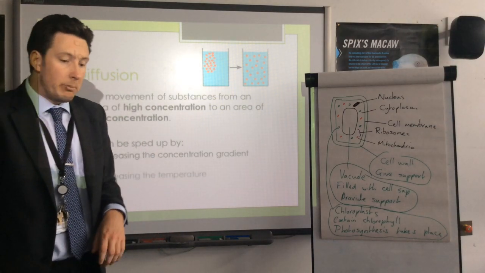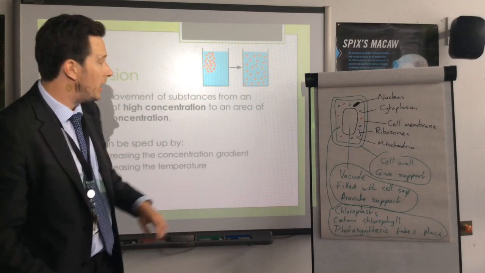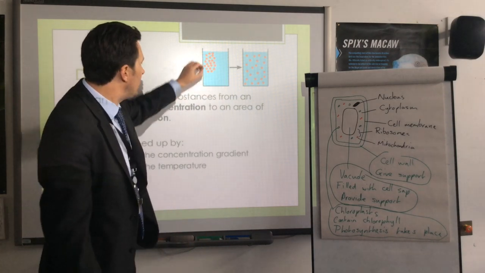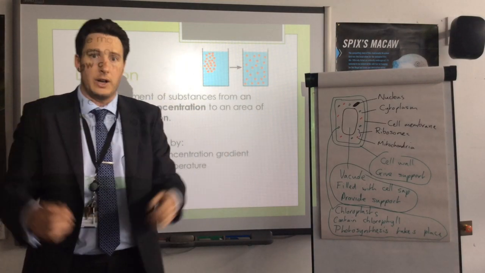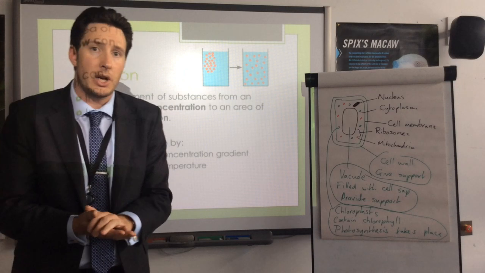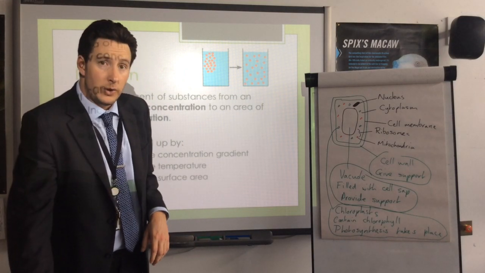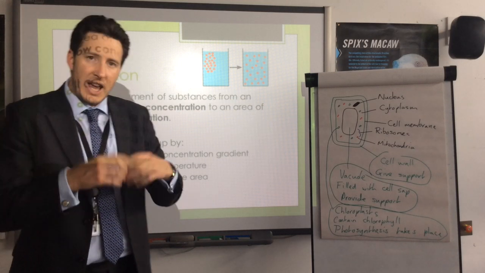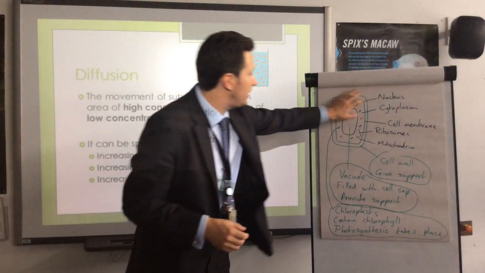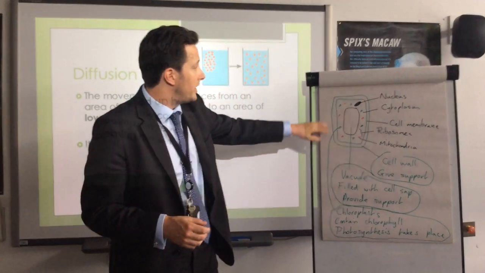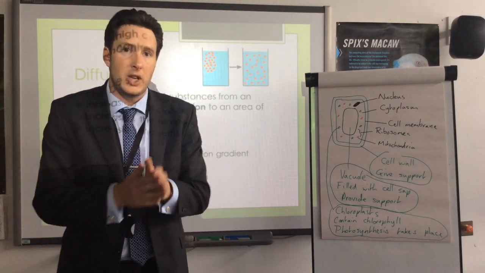Another way is by making the particles move faster, and to do that you can increase the temperature. If I was to heat up this beaker, these red particles would be moving faster, so they would therefore spread out faster. Okay, just because increasing the temperature supplies energy, which makes them move faster. And then last of all, you can increase the surface area of a substance if you want it to diffuse into it. So if I wanted it to diffuse into this plant cell, and I wanted water to diffuse in, I could increase its surface area.